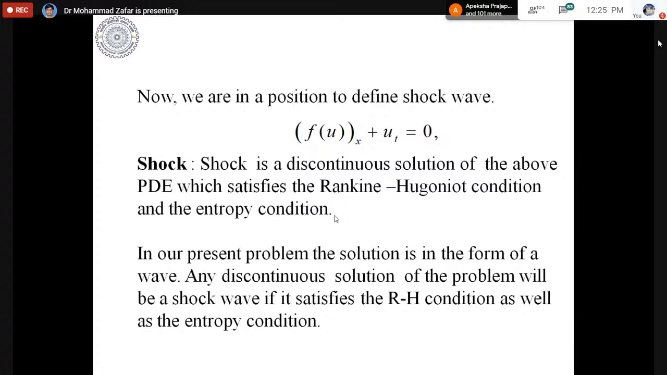So in our present problem, the solution is in the form of a wave. This is the wave equation u_t + f(u)_x = 0. So any discontinuous solution of this problem will be a shock if it satisfies both the conditions, that is the RH condition and the entropy condition. Both must be satisfied.